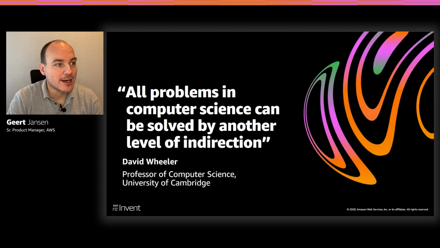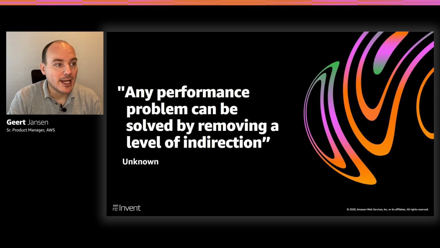I want to get us started with a couple of quotes. The first quote might be familiar to many of you who've worked in software for a while. All problems in computer science can be solved by another level of interaction. A quote by the famous computer scientist David Wheeler. There's a converse to this quote, and that relates to performance, which is any performance problem can be solved by removing a level of interaction.